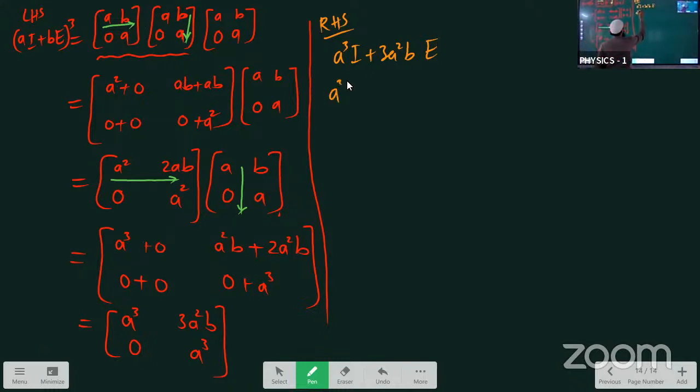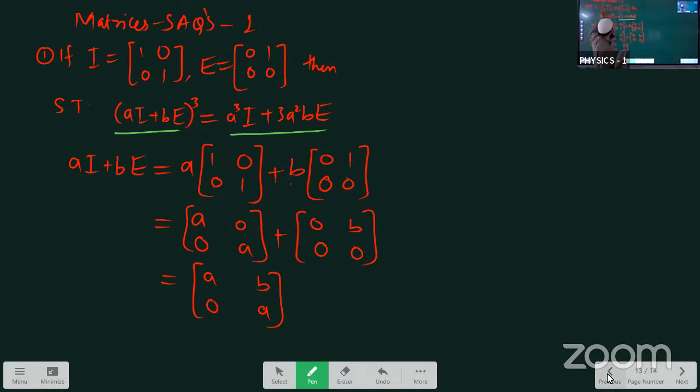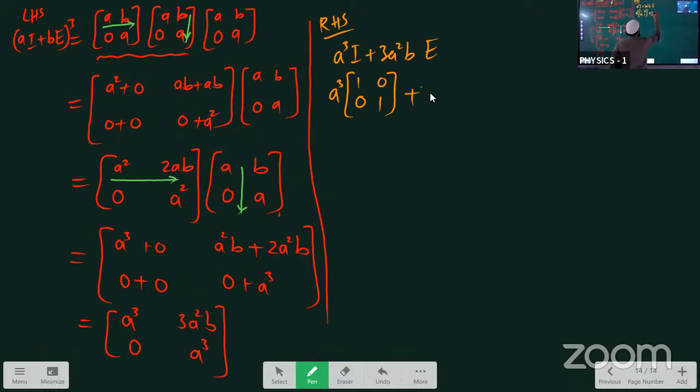What is the I matrix? Identity matrix, 1 0 0 1. The I matrix is given in the question as well. Next, check the E matrix, 0 1 0 0. So it is plus 3a square b into the E matrix, 0 1 0 0. Is it correct? Next, multiply these two.